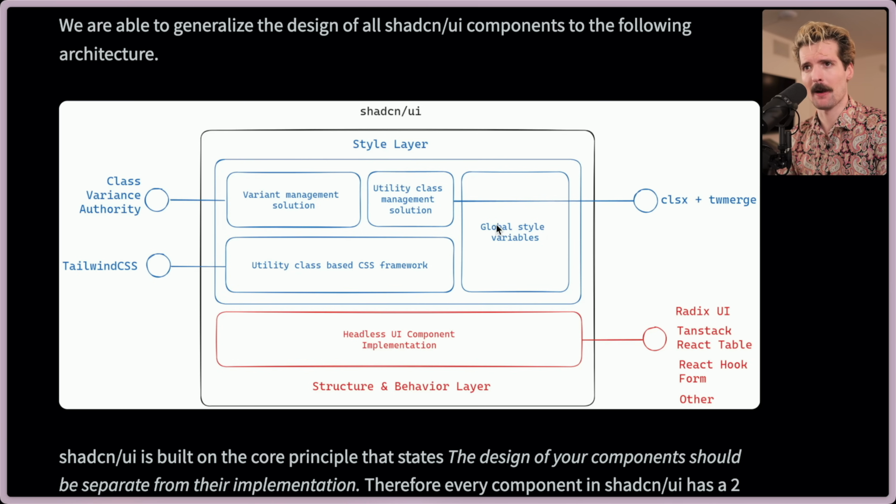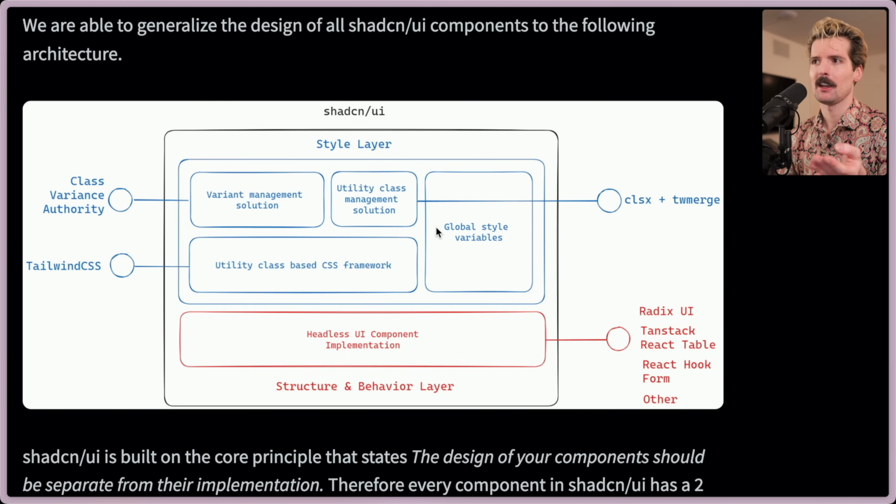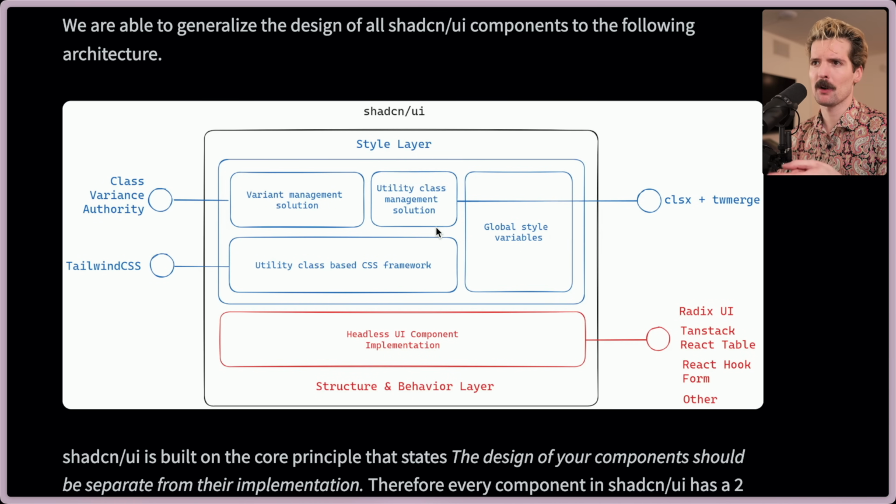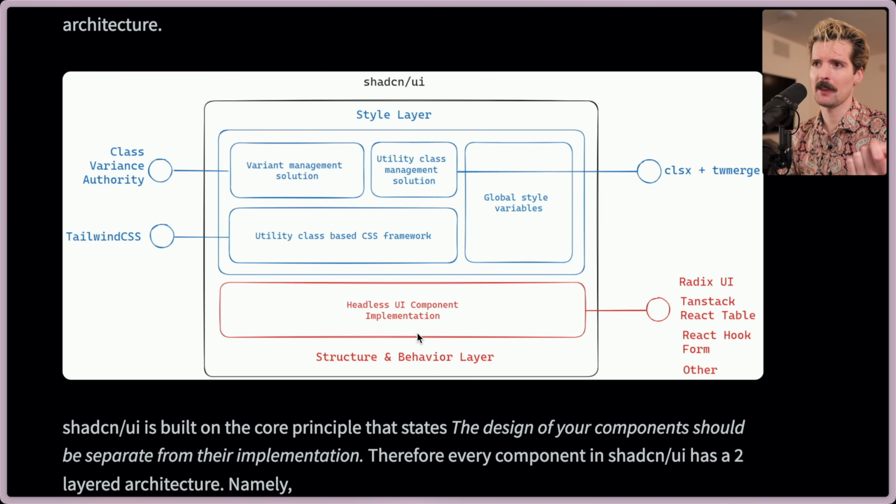The style layer has multiple parts. It uses class variance authority and Tailwind to actually apply the styles. It uses clsx and Tailwind Merge to apply conflicting styles and make the utilities work when you add things externally. And it also uses some global style variables, so you can configure how things look by setting a variable for things like primary color.